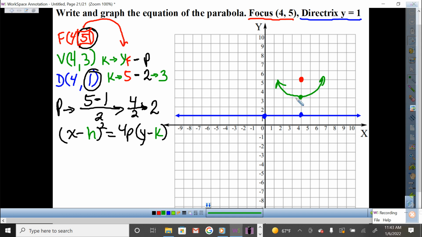So we're done with graphing. Now we need to write our equation. So parentheses x minus blank, squared, equals 4 times, and then parentheses y minus blank. Let's see if you can fill that in by yourself. All right, so we need an h and we need a k. Tell your neighbor where to get h and k from.